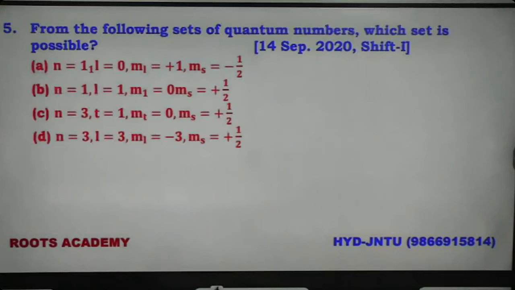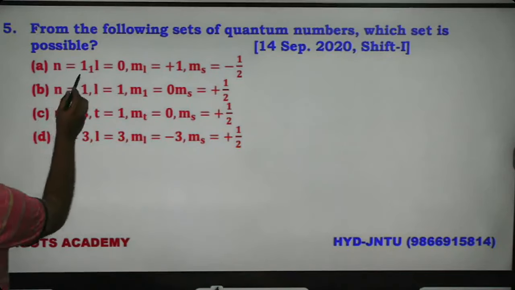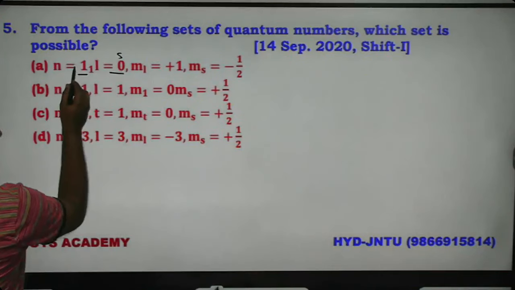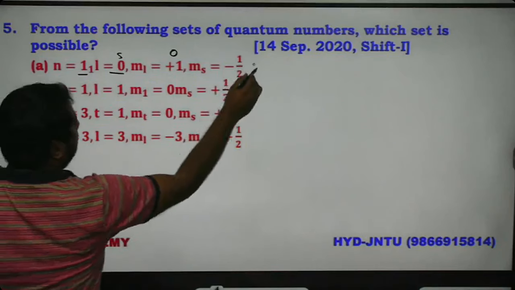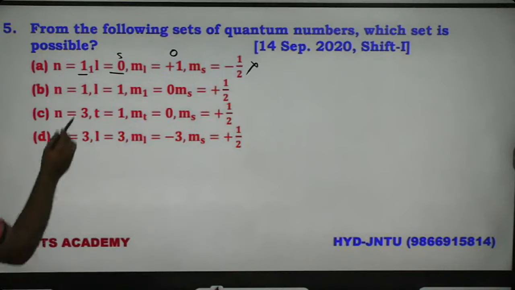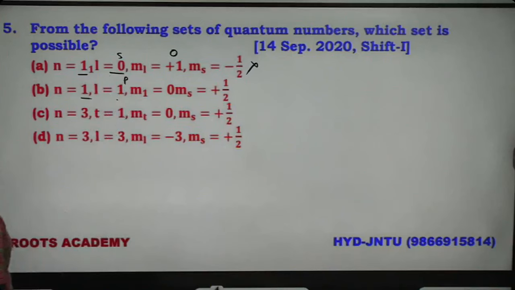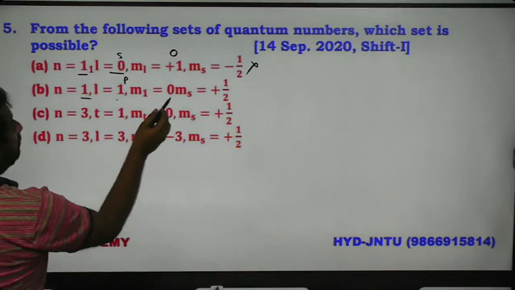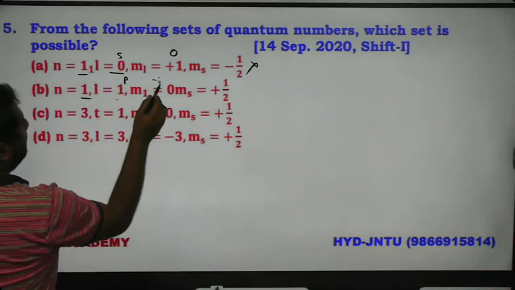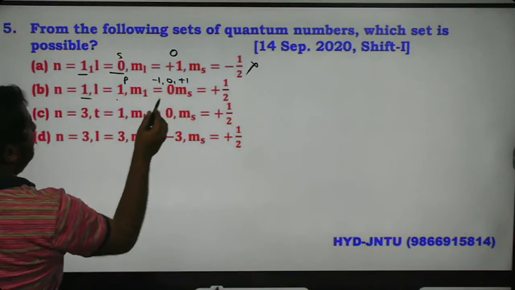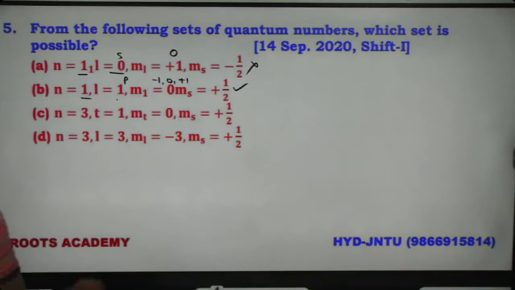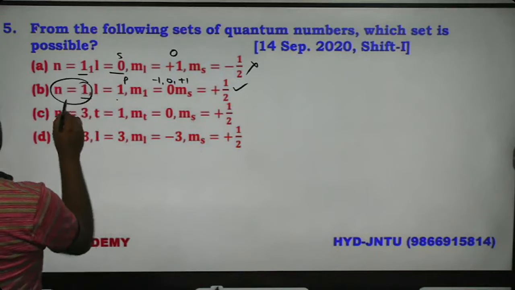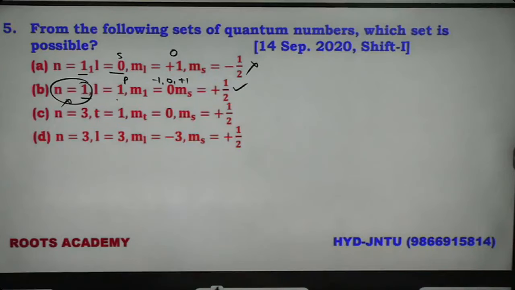Right, next one. From the following sets of quantum numbers, which set is possible? n = 1, l = 0. Okay, K shell contains s subshell, but m can have the value 0, so it is not possible. n = 1, l = 1 means p. m can have 0, -1, 0, +1 can be possible. ms is +1/2. Yes. n = 1 should not be, because p orbitals do not start from K shell.